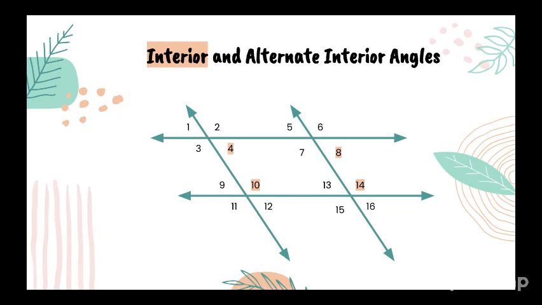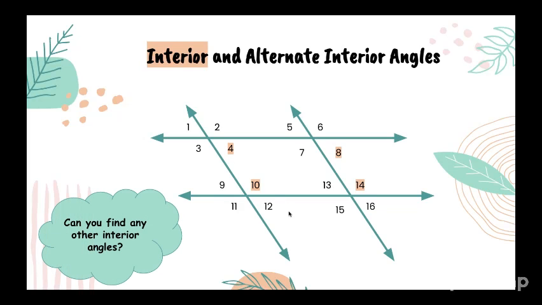So once again, in this picture, 4 and 10 are interior angles, as well as 8 and 14. They fall inside parallel lines and are located on the same side of the transversal. So can you find any other sets of interior angles throughout?